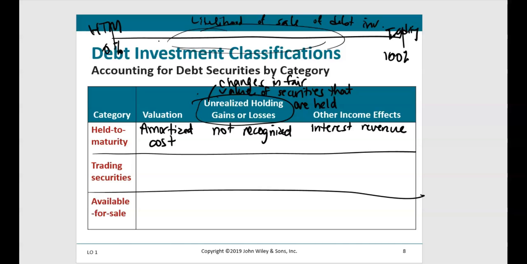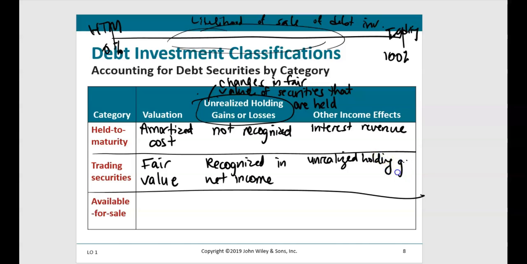Trading securities, because they can be traded or sold at any point, are going to be valued at fair value. That information is going to be very relevant to investors. And those unrealized holding gains and losses are going to go directly in income. And what might we see in the income statement? Well, of course, these unrealized holding gains and losses. Of course, interest revenue. And when these securities are sold, we're going to, of course, see realized gains and losses.